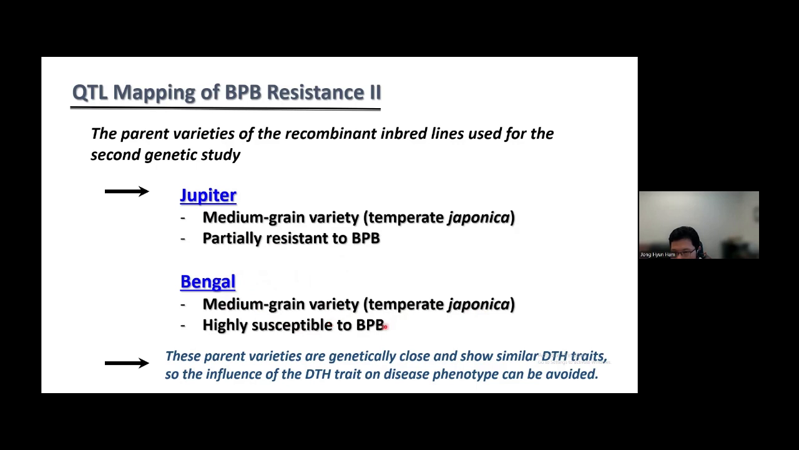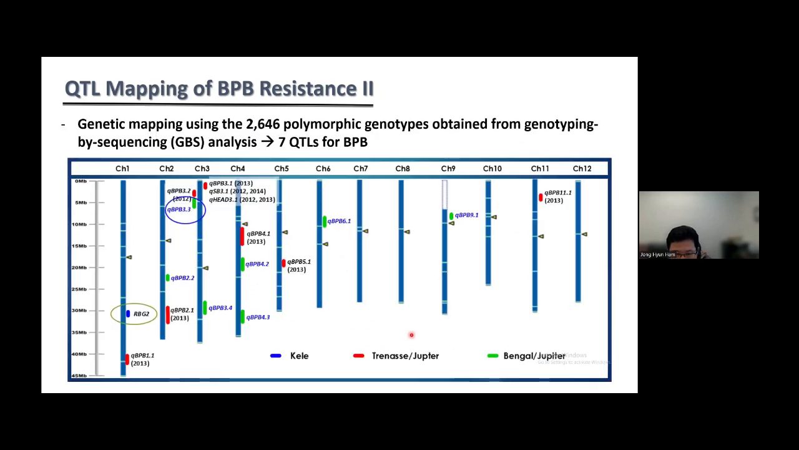So using this mapping population, we thought the effect of heading date would be minimized. From this mapping population, we obtained phenotypes and then genotyped using the genotyping by sequencing approach. From this population, we identified 7 QTLs for BPB.